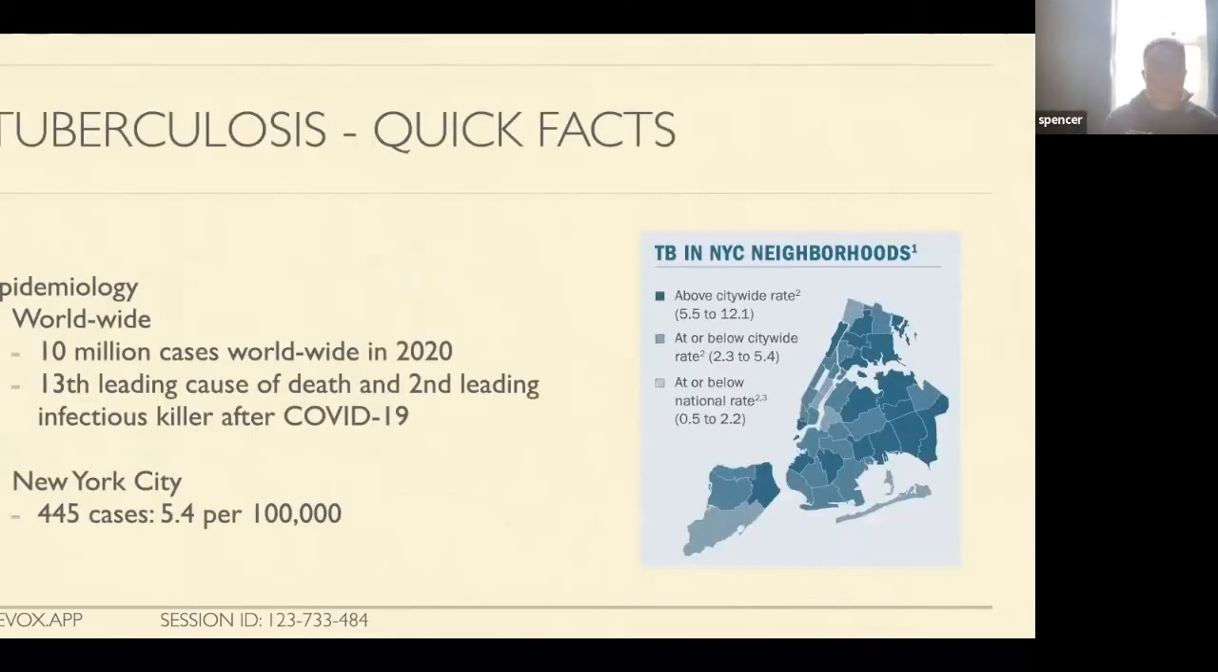Some quick facts about tuberculosis. It's present worldwide. Worldwide, in 2020, there were about 10 million cases reported. It's still the 13th leading cause of death and the second leading infectious killer behind COVID-19. In the US, we have a rate of about 2.2 per 100,000 in 2020. And in New York City alone, there were 445 cases reported in 2020. Our population around Kings County Hospital has a local rate above the citywide rate, about 5.5 to 12.1 per 100,000.